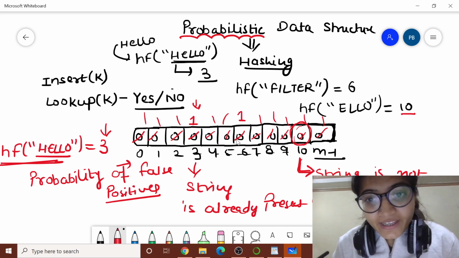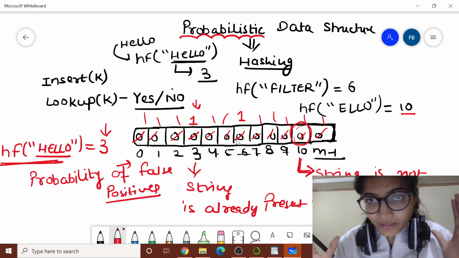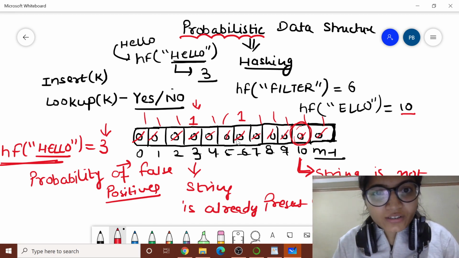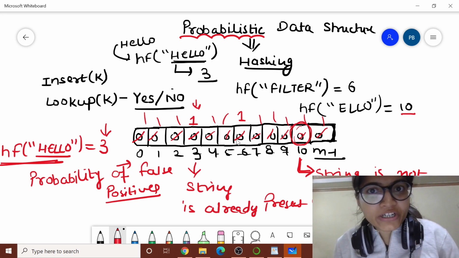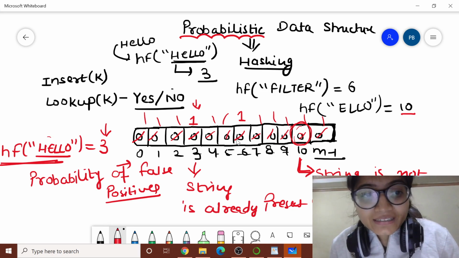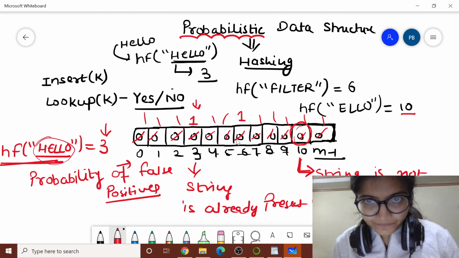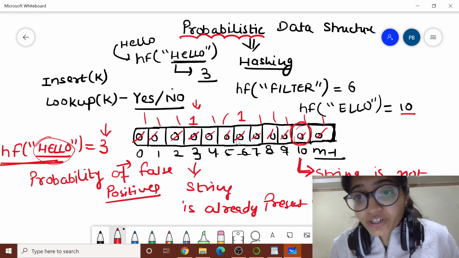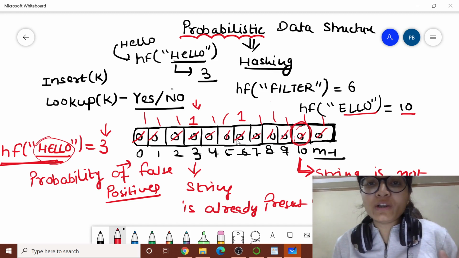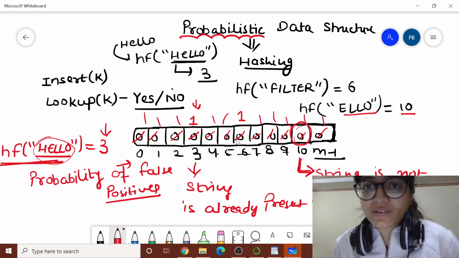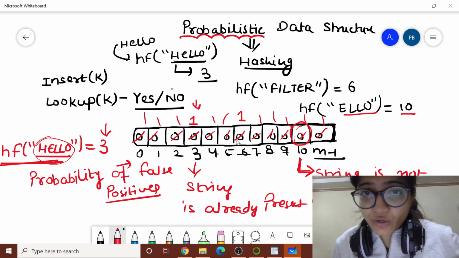But yes, this is for very sure. Now there are two situations. Consider a situation where your value came out and the value is already 1. Then you can say that there is a higher probability that the string is already visited. But if you search for a string and that particular string has a 0 value, then you will be 100% sure that this particular string was never visited before at all.